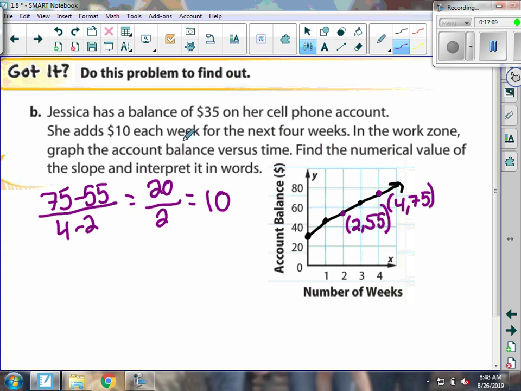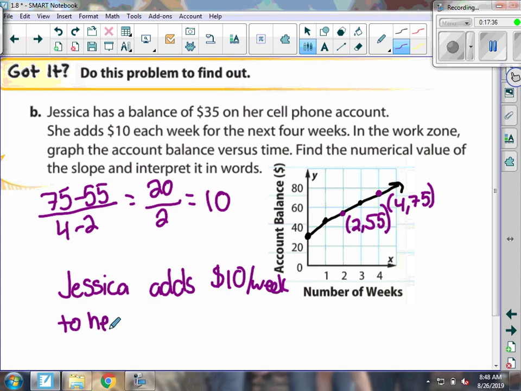She adds $10 each week for the next 4 weeks. So we need to figure out how to interpret this 10. Okay. So what this means is that Jessica adds $10 per week, so $10 a week, to her account.